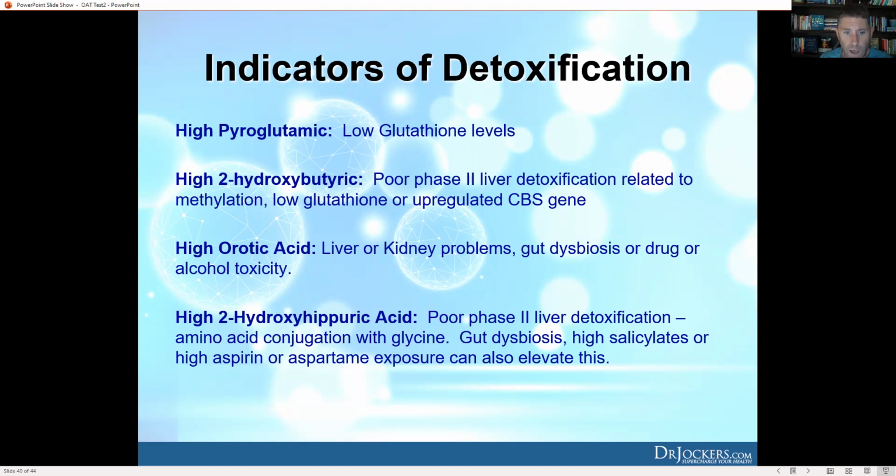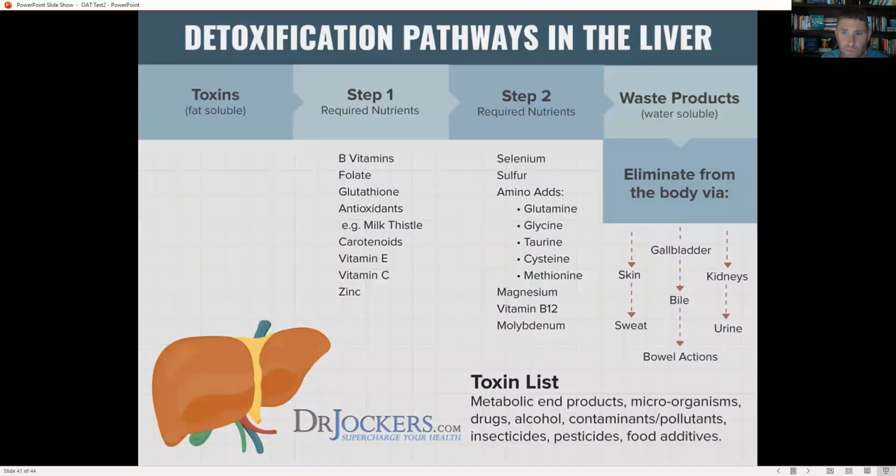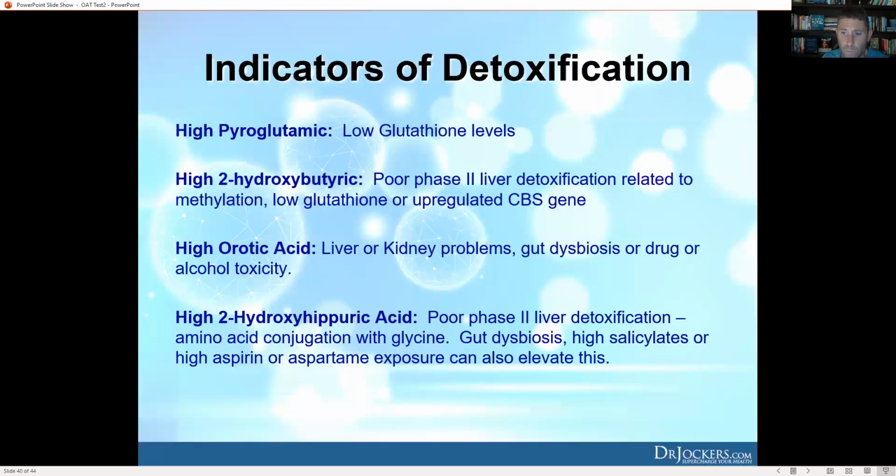And then the high 2-hydroxy hippuric acid, poor phase 2 liver detoxification. So we may need a lot more glycine. Gut dysbiosis, high salicylate or high aspirin or aspartame exposure can elevate this. So there is such a thing as a low salicylate diet. So we can find salicylates in a lot of common foods. In fact, cranberries, apples, all those things that we're taking out in the beginning, when I showed you guys that, those are higher in salicylates.